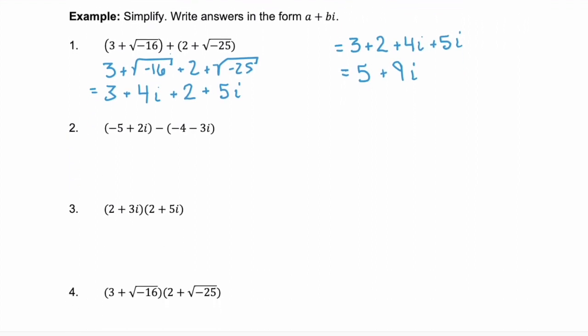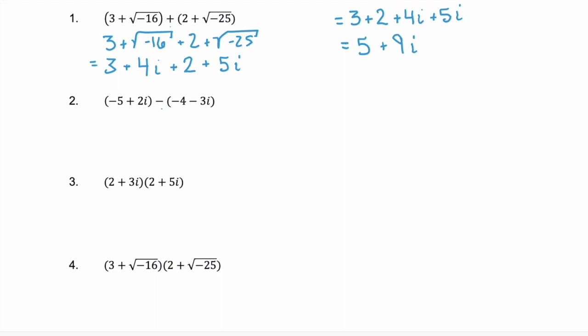Let's try number 2. Here we have subtraction, and we need to distribute that negative sign through the parentheses. So we'll have -5 plus 2i minus a -4, which is plus 4, minus a -3i is plus 3i. Again, let's reorganize it so that we have the like terms near each other. Now when we combine our like terms, -5 plus 4 is -1, and 2i plus 3i is 5i.